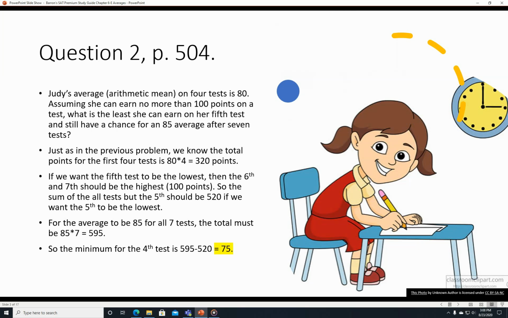So the sum of all the tests but the 5th should be 520 if we want the 5th to be the lowest. For the average to be 85 for all 7 tests, the total must be 85 times 7, which is 595. So the minimum for the 5th test would be 595 minus 520, because that's 320 plus 200, is 595 minus 520, which is 75.